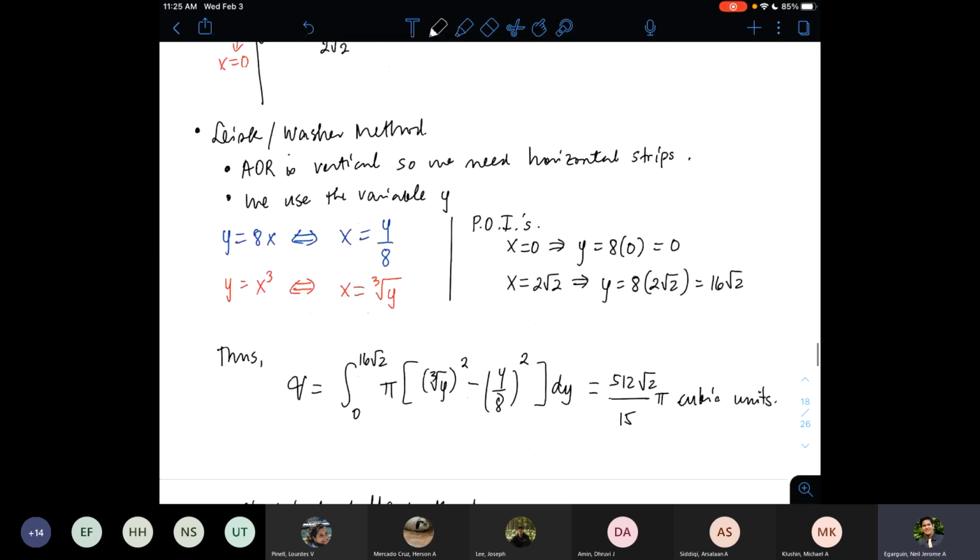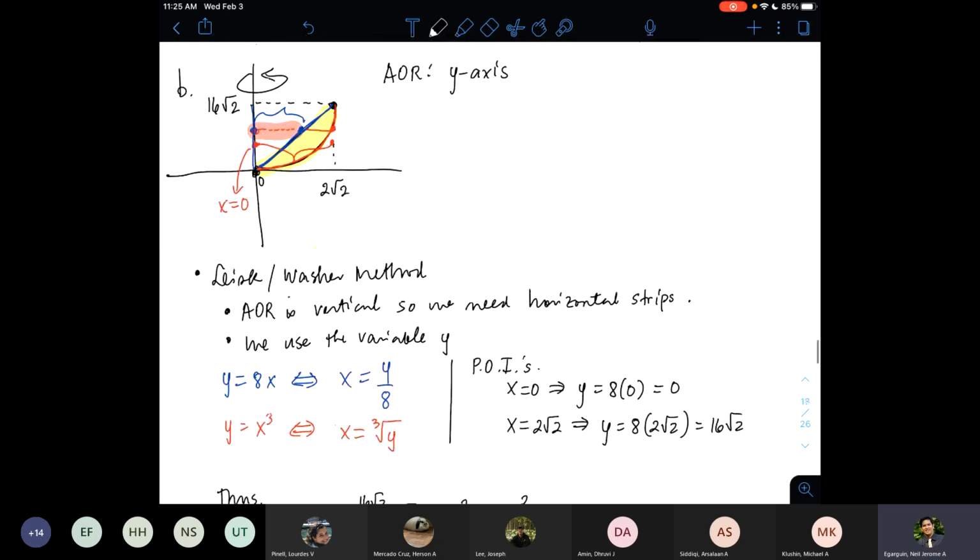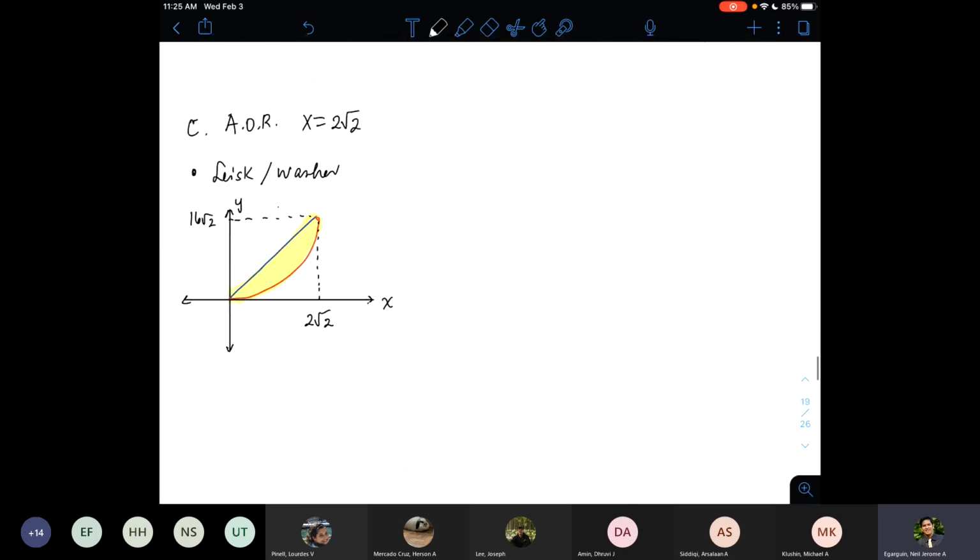Okay, so let's go back here. We were working on this example. I guess we did 15A and B, so let's go to 15C. Just to remind you, our equations here are the following. The blue curve is y equals 8x, and the red curve is y equals x cubed.